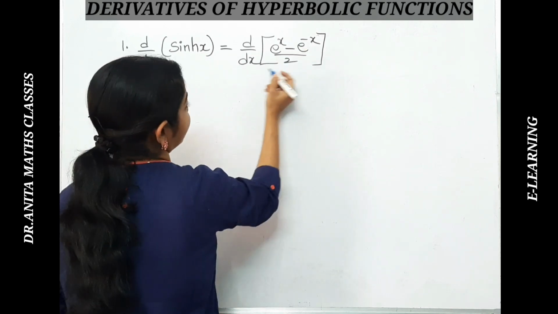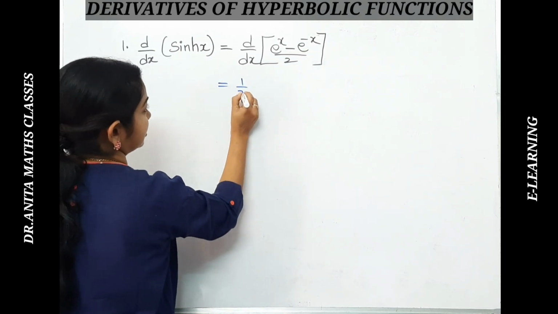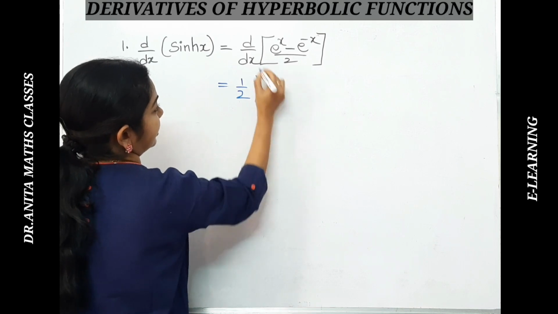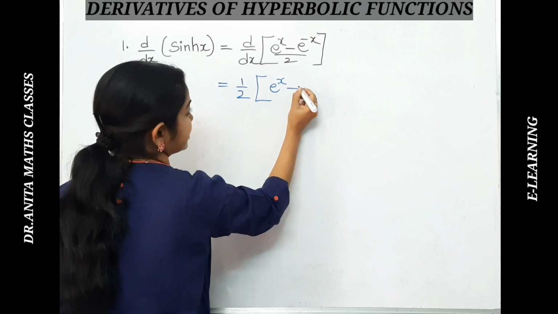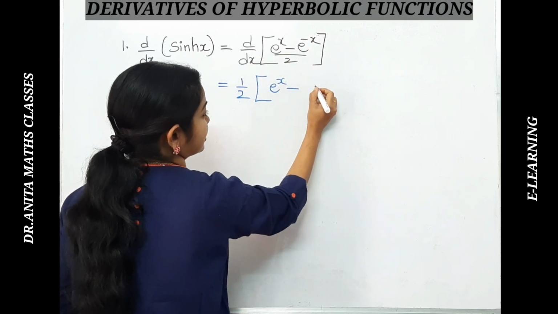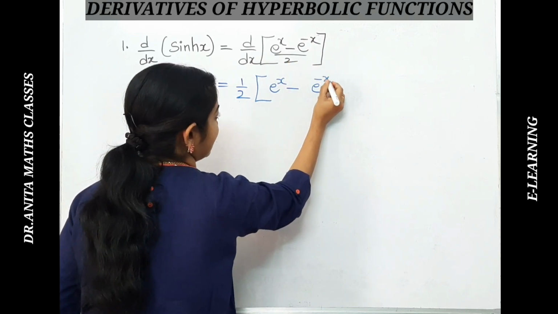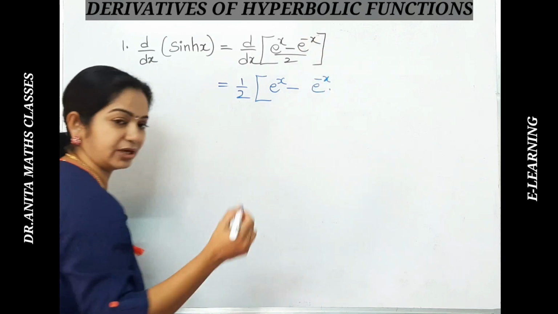Here 1 by 2 is a constant, we can take it out here, and the derivative of e to the power of x is just e to the power of x, minus, again the derivative of e to the power of minus x is e to the power of minus x, but we have to apply the chain rule.